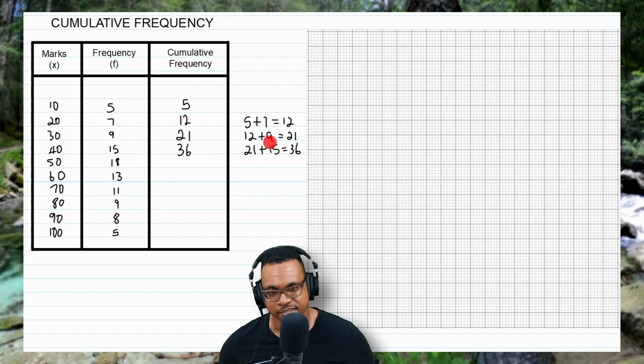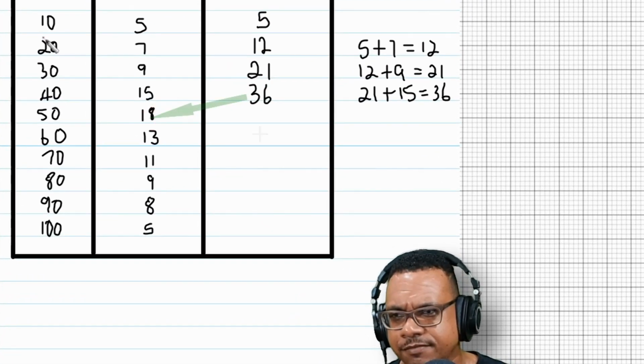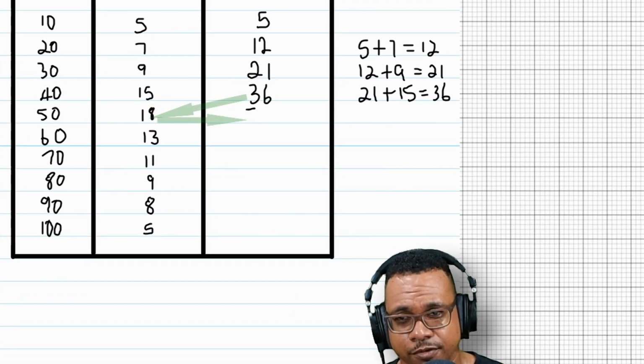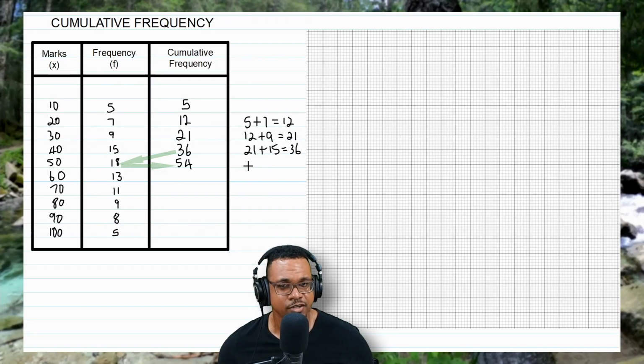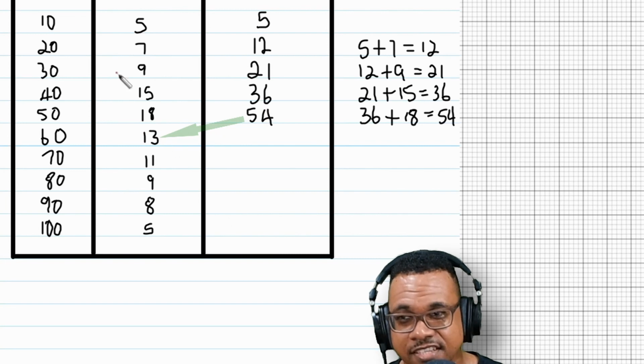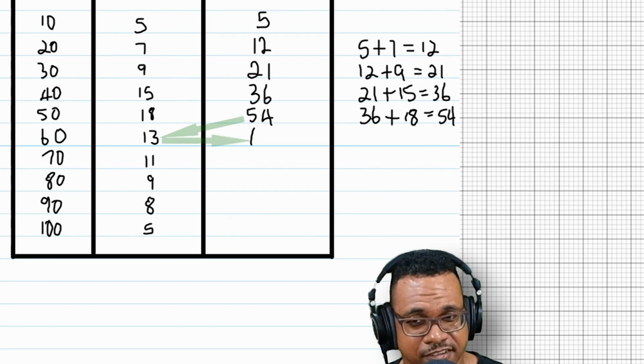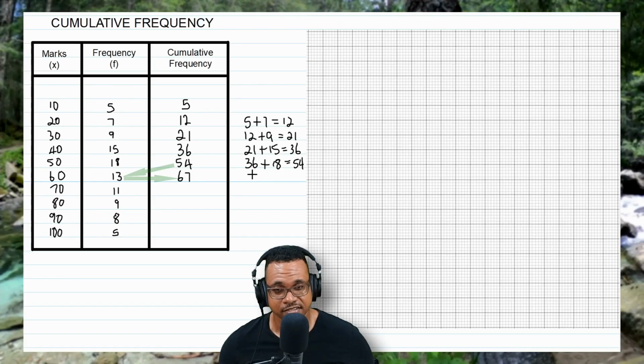Now you don't have to write out this, I'm just writing this out to show you. You just have to add it up and fill out the column for the cumulative frequency. So 36 plus 18 is equal to 54. And I'm just writing here how we got that 54. 36 plus 18 is 54. Then we're going to have 54 plus 13. So that will give you 67. So I'm just writing here that the 54 plus the 13 was equal to 67.